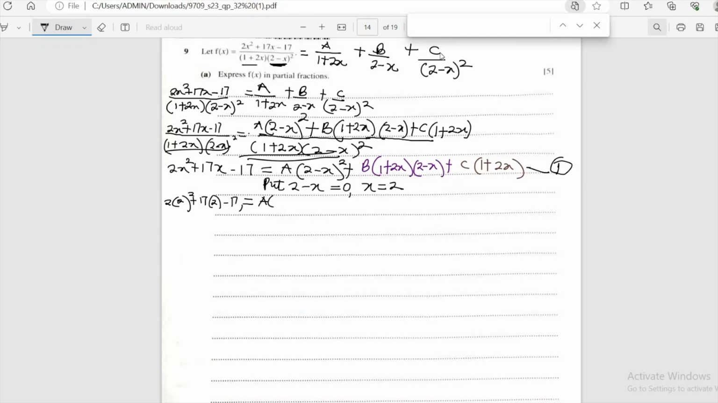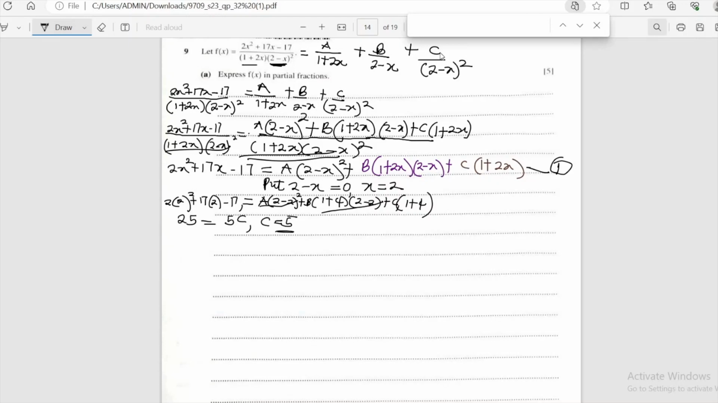A times 2 minus 2, plus B times, when you put 2 here, 2 minus 2, plus C times 1 plus 2 times 2, which is 5. At the end of the day, when you simplify the left hand side, it gives us 25. On the right hand side, this one is 0, this one is 0, so we have 5C. So C will be equal to 5.